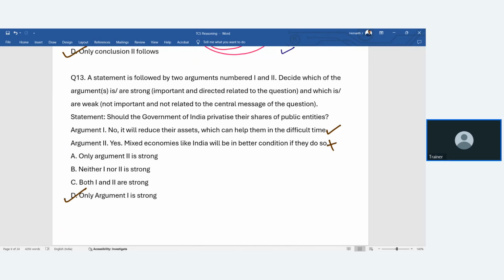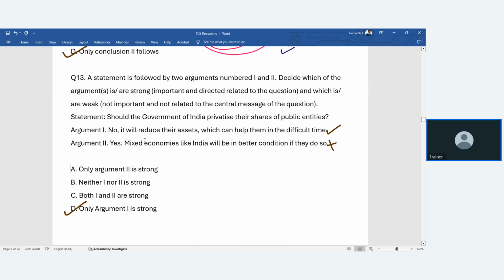First one, yes, it will reduce the assets of the government, which will help them in a difficult time. Let's say during COVID we don't have an economy, then if you privatize, we'll get the income and we'll do the emergency services and all. Everything is linked with money, right? So in an emergency we can use it. Don't privatize just like that, it depends on whether the emergency requires it. So that's fine, it's directly mapping to that question. The second one is not directly conveying anything related to that. So I feel argument one is strong.